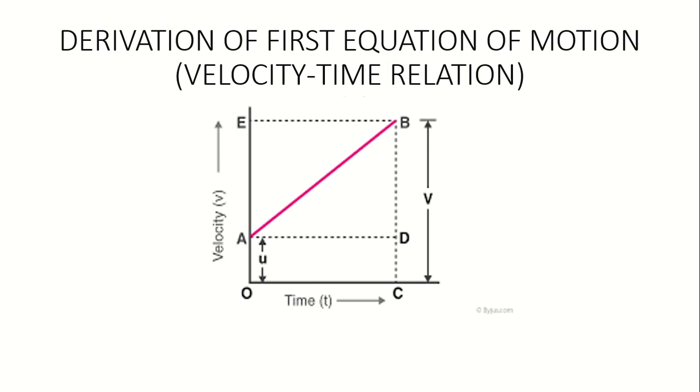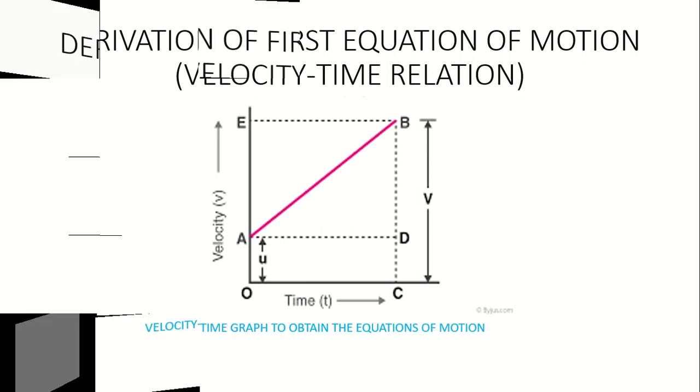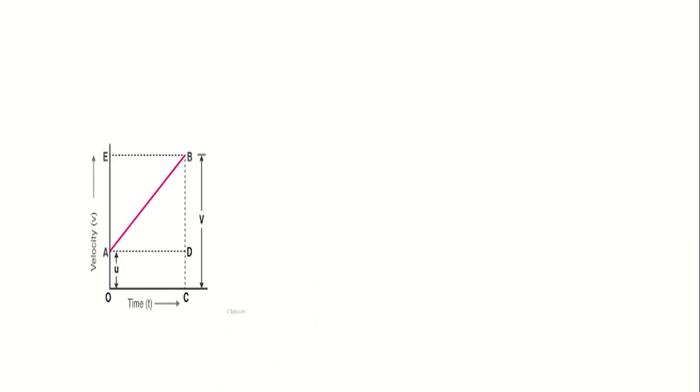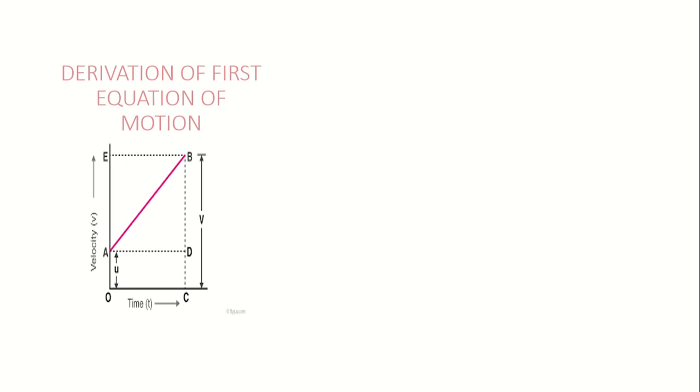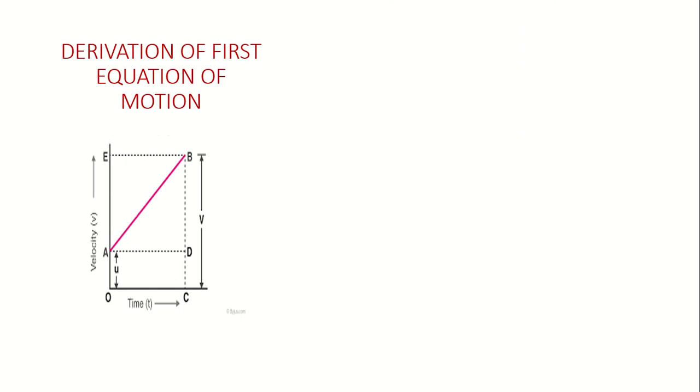Derivation means we want to know, or we are going to find out, from where, or you can say how these equations have come. Right. So the next thing we are going to do is find out the first equation of motion. See this graph once again. Now we are going to start with the derivation of first equation of motion.